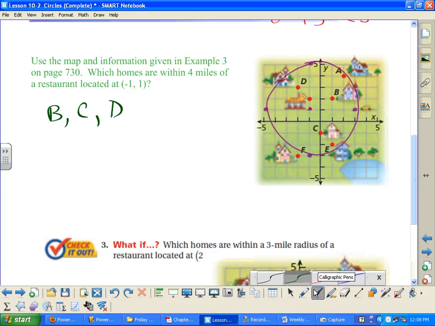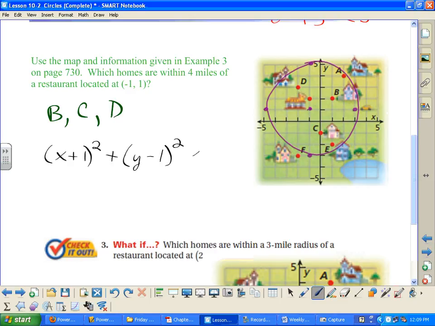Let's write that up. The inequality in this case would be (x plus 1) quantity squared, the opposite of -1, plus (y minus 1) squared. And we want that to be less than 4 squared, because it's within 4 miles.